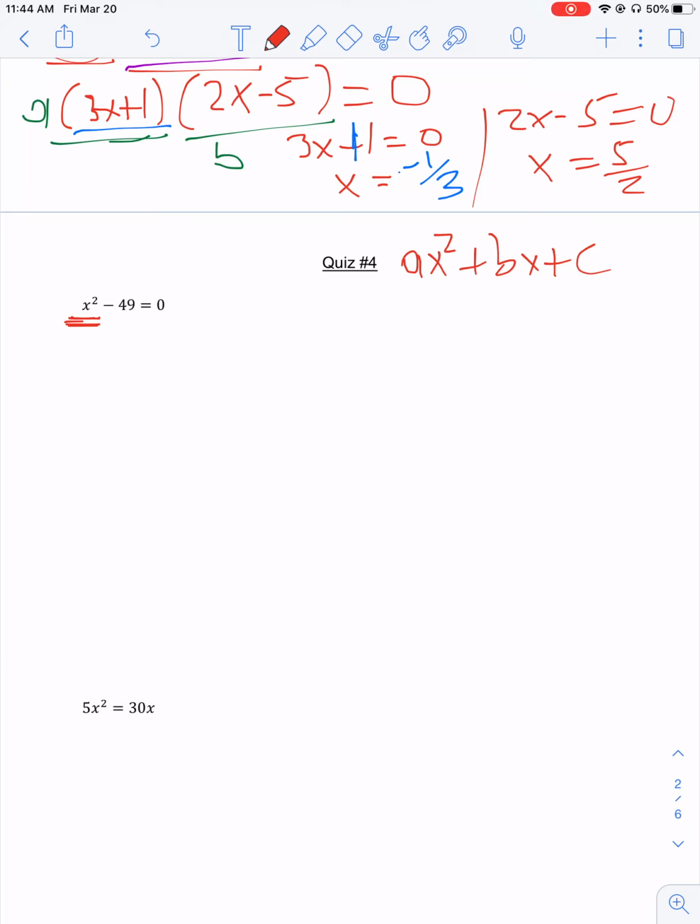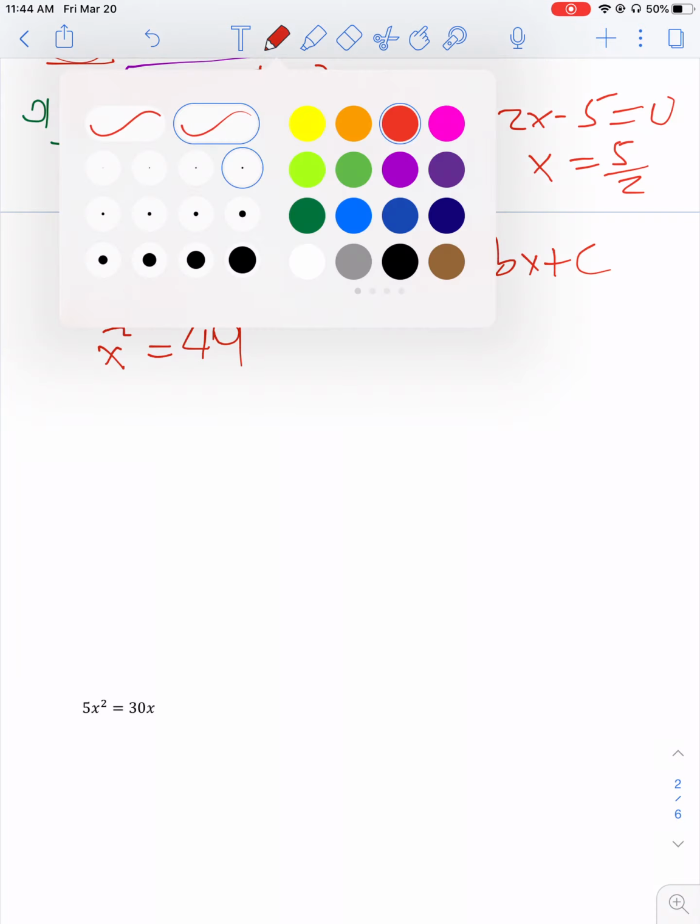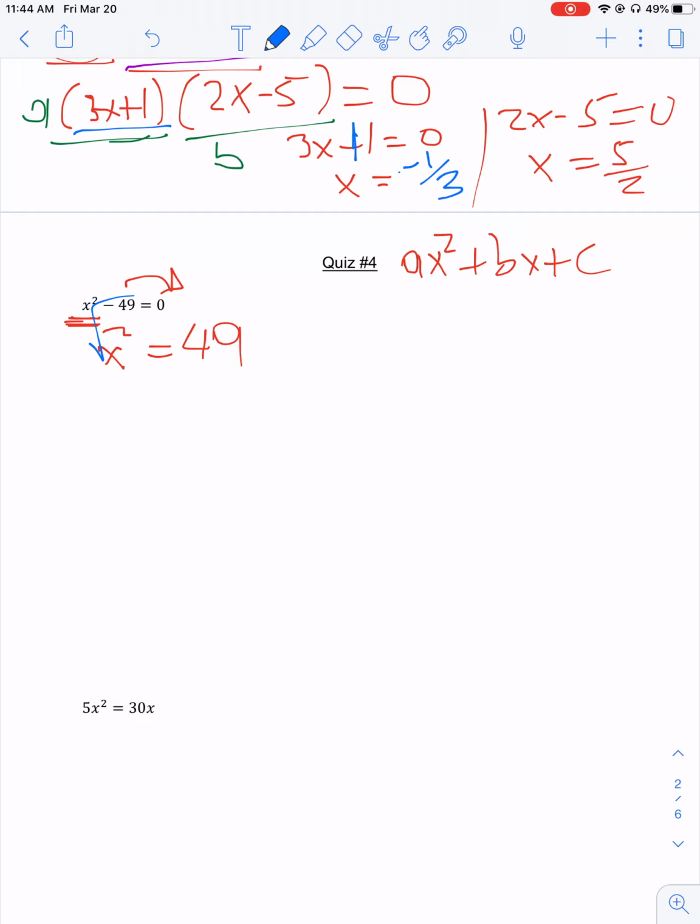Because you only see one x, you can easily isolate for that. So if I move the 49, negative 49 over there, this becomes x squared equals 49. Then you can just take the square root of x squared and the square root of 49. But when you take the square root, you always have to put the plus and minus. When you have x squared equals something, when you take the square root of that, you always have to put the plus and minus. So that means x equals plus and minus 7, because remember quadratic functions have two roots in most cases, so that's why you have to consider the negative 7 as well.